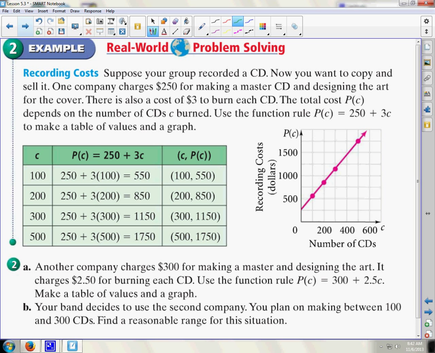So if this is your company, you would make this quick little table and you could see right off the bat, oh, if I want to burn 200 CDs, it's going to cost me $850. So it's nice to just have those baseline numbers when you're running a company to see, oh, I have $1,000 to spend. I could look here and see, oh, then I can make about 250 CDs.